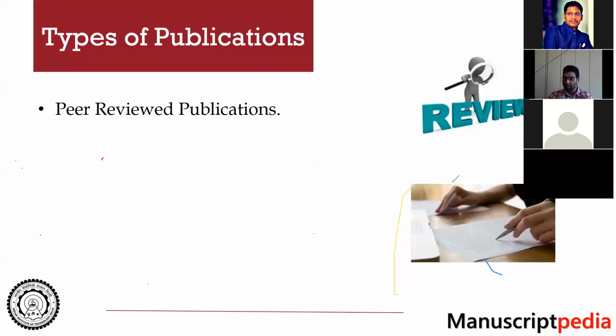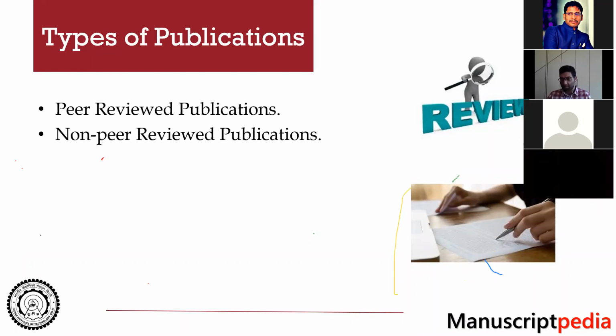Then what is the other type of publication? The other type of publication is non-peer-reviewed. What does it mean? I'll give you an analogy. We write the exam and then we get the grades and then we get the degree. That is somewhat similar to the peer review. Another is non-peer review. Imagine you get a degree without writing exam.